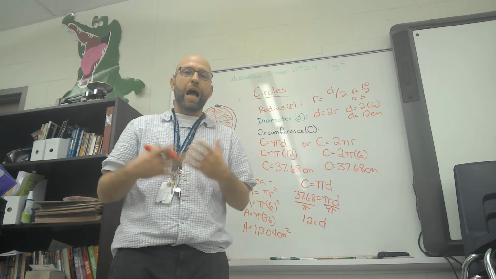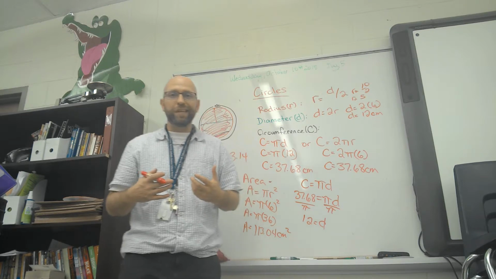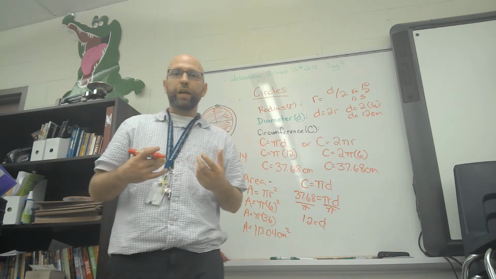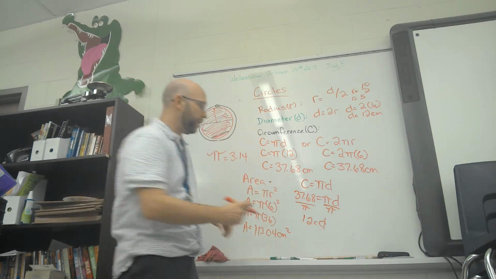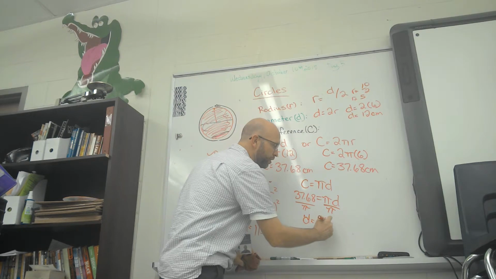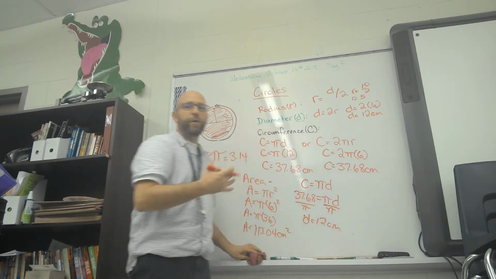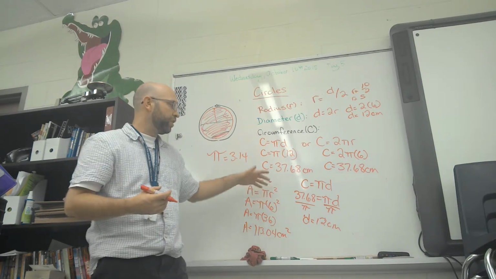So if I asked you what's the diameter of that tree if the circumference was 37.68, you would write the tree has a diameter of 12. Again, we'll put our units. So D equals 12 centimeters. And I would write the tree has a diameter of 12 centimeters when the circumference is 37.68.